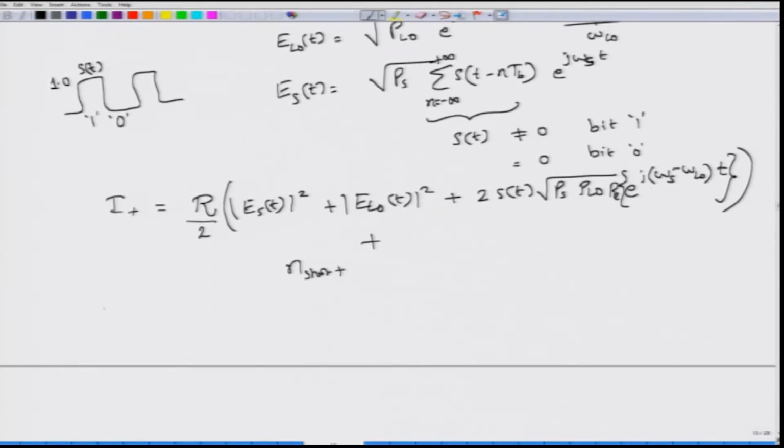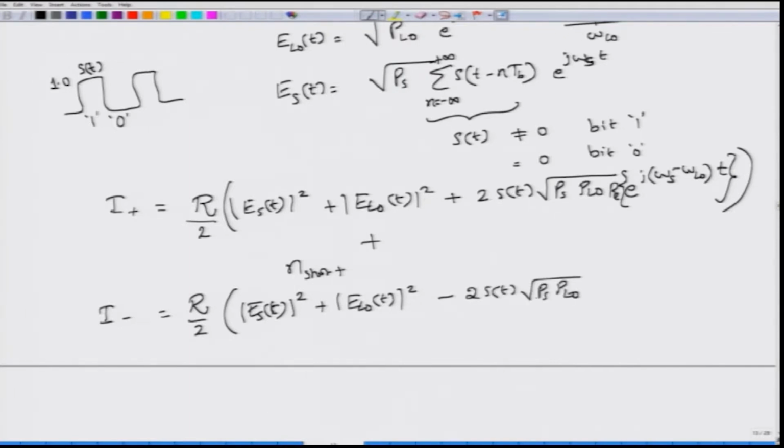Okay. You can write down I minus in a very similar fashion. So, you have R by 2, you have magnitude square of Es of t plus the local oscillator signal. In place of a plus you get a minus sign here, you have S of t square root of Ps PLO, and here recognizing that omega s is equal to omega LO. Remember, we have assumed that frequency is locked to the transmitter frequency and the frequency of the local oscillator is exactly equal to the transmitter frequency. So, no frequency offset, this goes to 0.